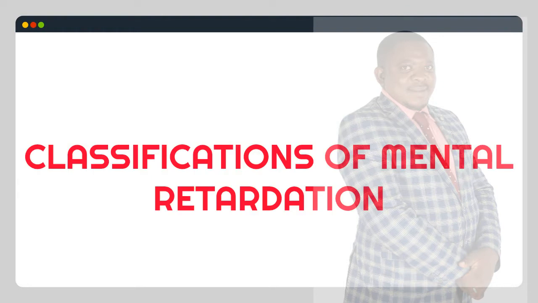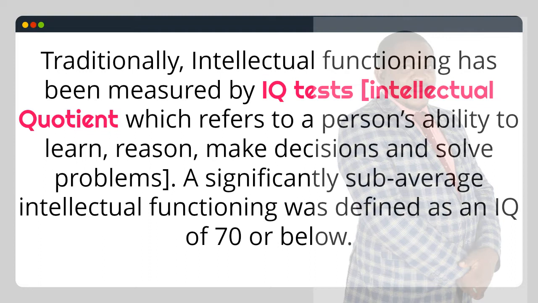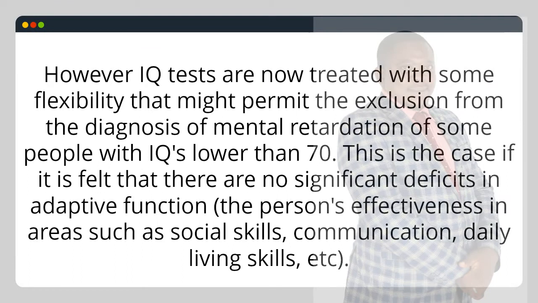Classifications of mental retardation. Traditionally, intellectual functioning has been measured by IQ tests, intelligence quotient, which refers to a person's ability to learn, reason, make decisions, and solve problems. A significantly sub-average intellectual functioning was defined as an IQ of 70 or below. However, IQ tests are now treated with some flexibility that might permit the exclusion from the diagnosis of mental retardation of some people with IQs lower than 70. This is the case if it is felt that there are no significant deficits in adaptive function, the person's effectiveness in areas such as social skills, communication, daily living skills, etc.